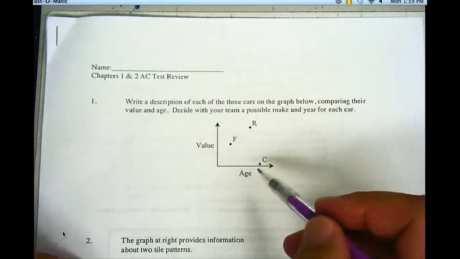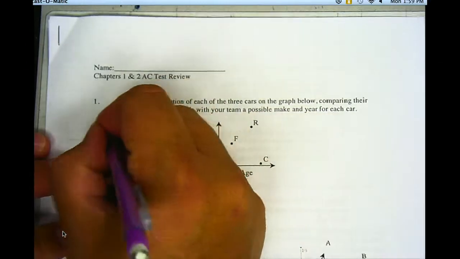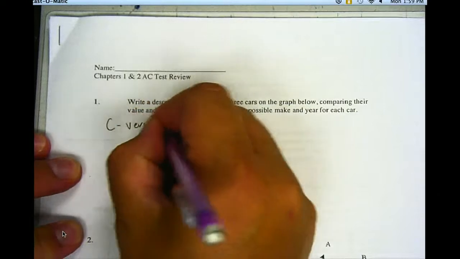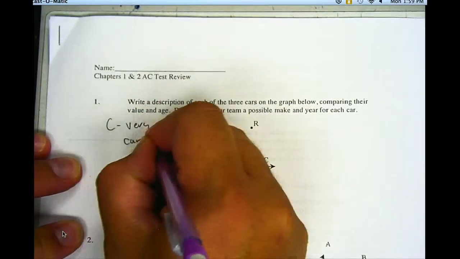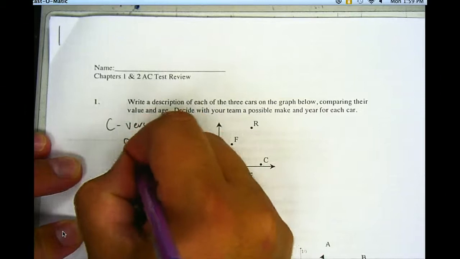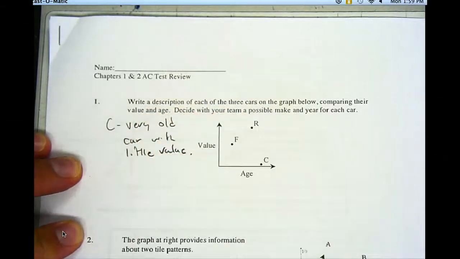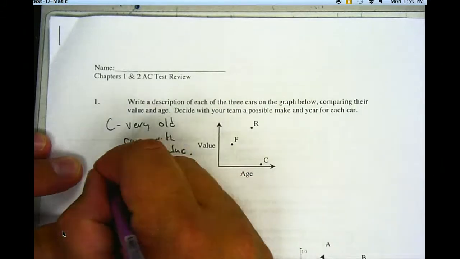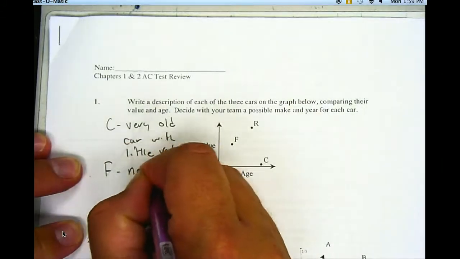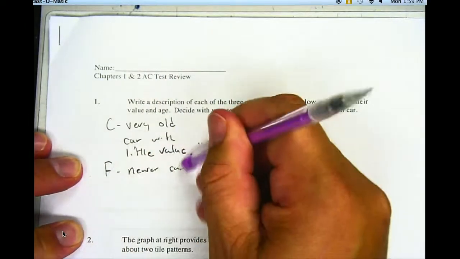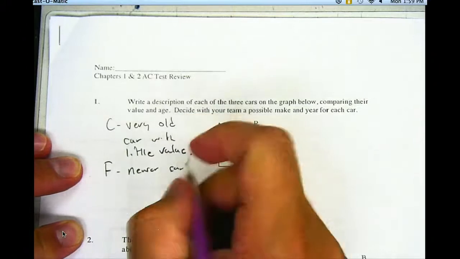First one is C. We'll start with C. Very old car and doesn't have very much value. So it's a very old car with little value. That's what I put down for C. F, that's a newer car. And that has kind of a mid value.